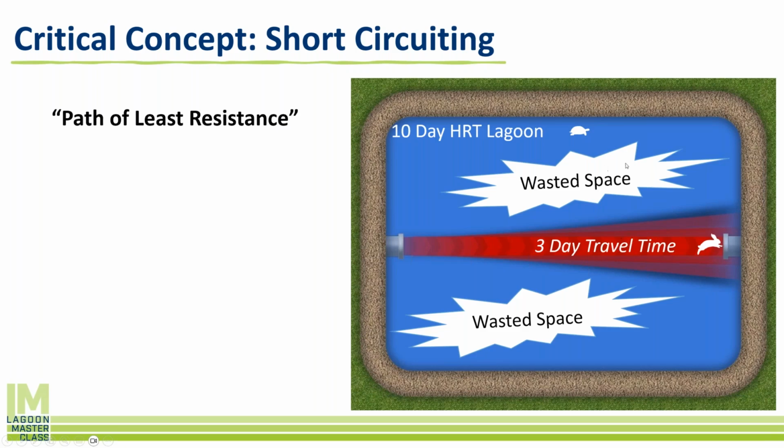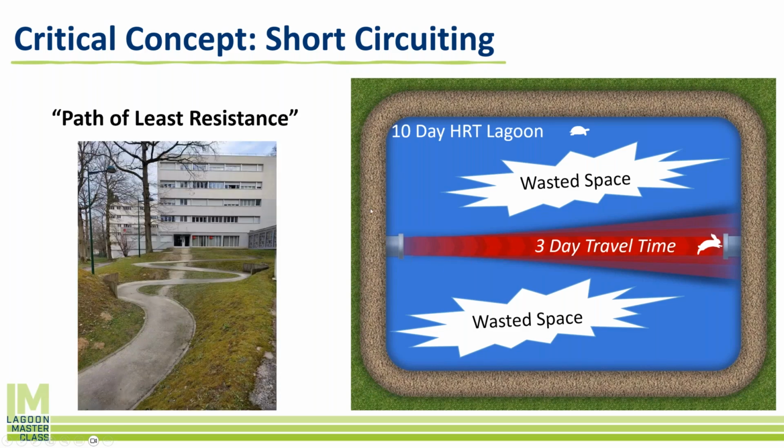It's moving too fast. And that means the water's never even touching these areas of the pond system. It's short circuiting from the influent to the effluent. And in this case, we're actually only getting a 3-day HRT on the water that's moving through here. We're not getting the full 10-day HRT utilization. And the water does essentially what people do.